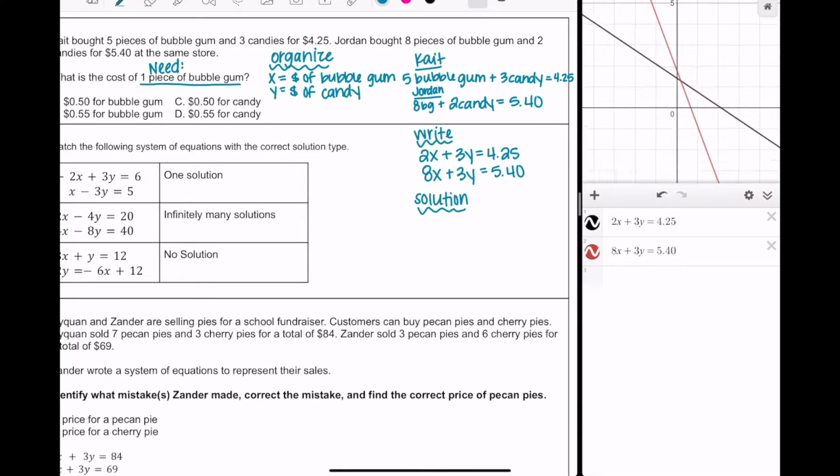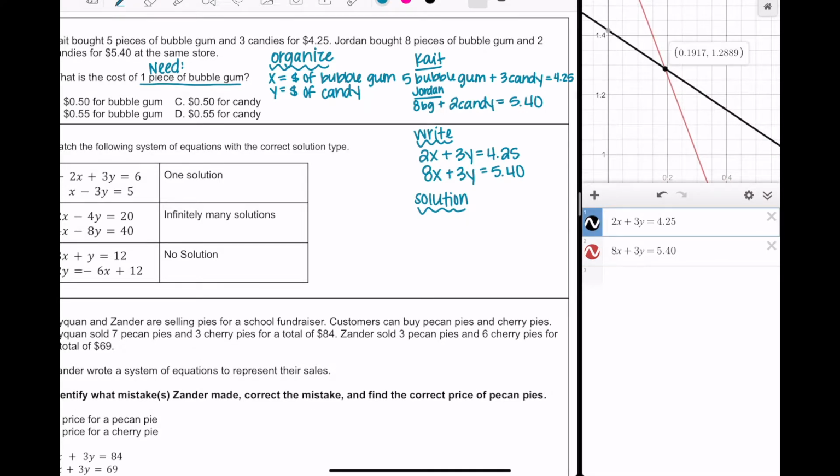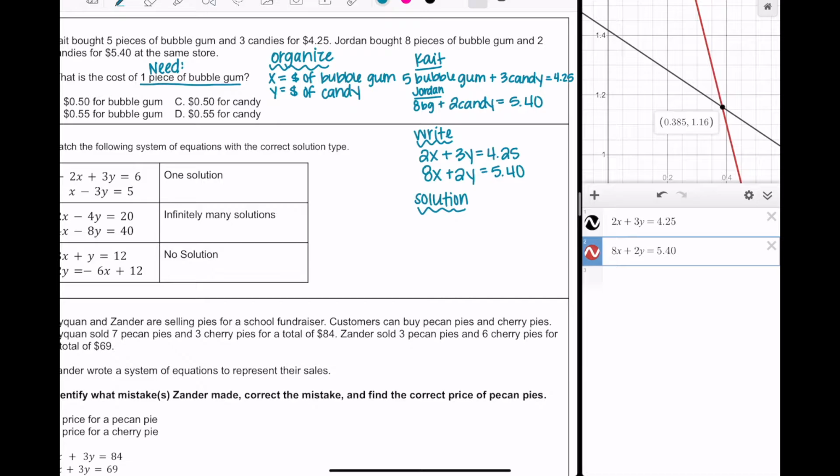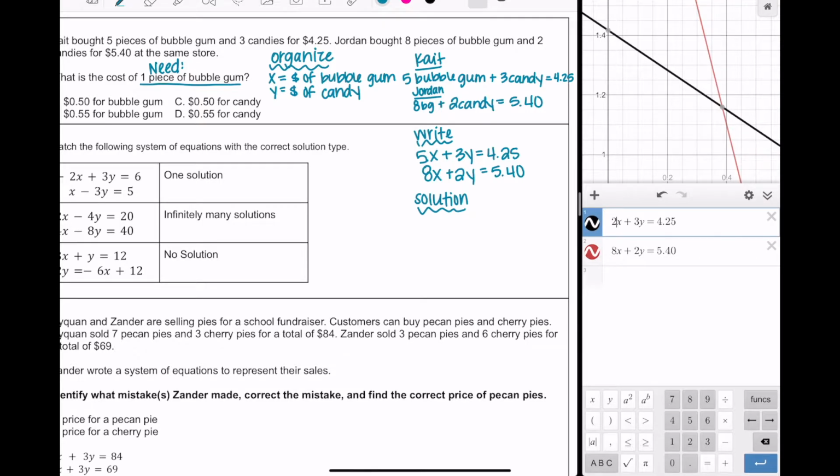All right, so I'm going to zoom in here so that I can see where my 2 lines cross one another. Whoops, it looks like I have written something wrong. Oh, it was 2 candies, not 3 right here. My fault. Let's edit that. There we go. Still not right. What in the world? Okay. Sorry, we had 5 bubble gums and 3 candies, 8 bubble gums and 2 candies. There we go. So that needs to be a 5. I'm not sure where those other numbers came from.